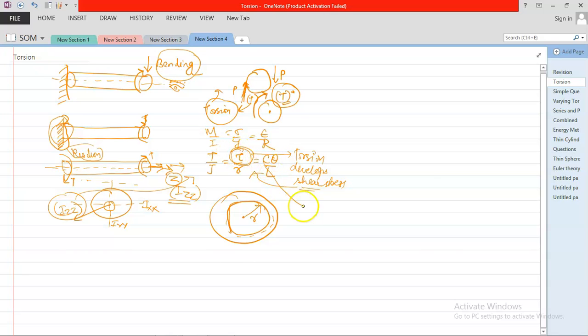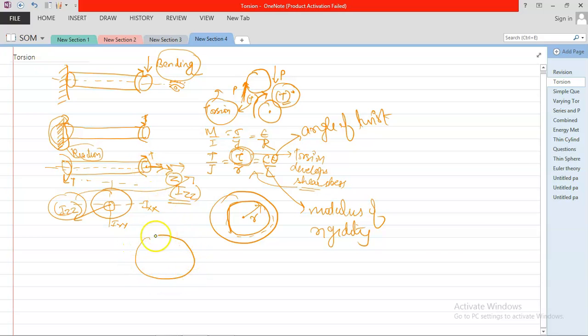Now what is C? C is the modulus of rigidity. Theta is the angle of twist. How much this front surface is twisted with the reference line. Suppose earlier this was your baseline, and you applied torque, and now this baseline is shifted to here. So this is your theta. And L is the length of the rod.